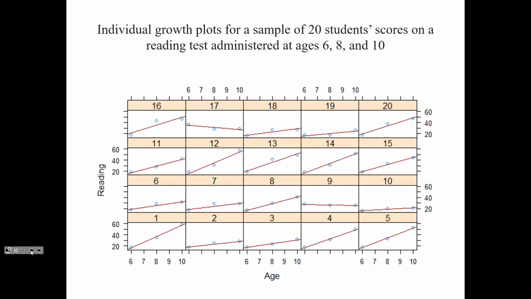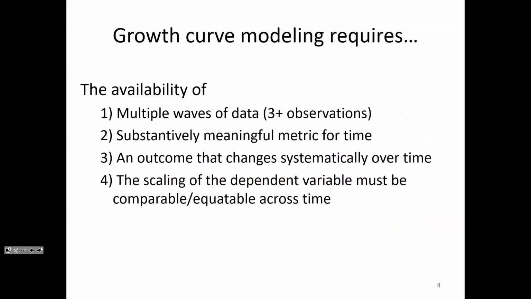So what is the right metric for time really depends on your substantive research area, but you have to be able to clock the passage of time, and it really should be interval level, right? So there should be equal intervals. Sometimes it's a little more approximate than others, but it's important to have some sort of metric for time that makes sense.